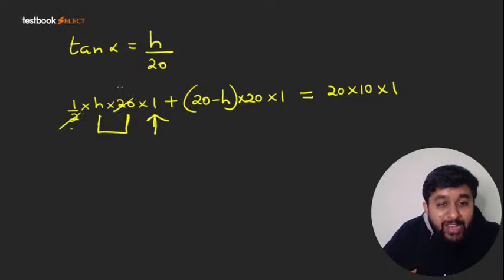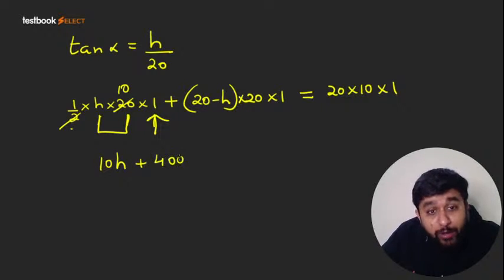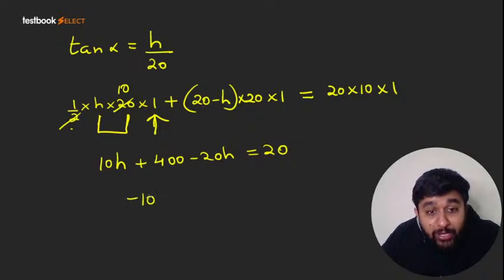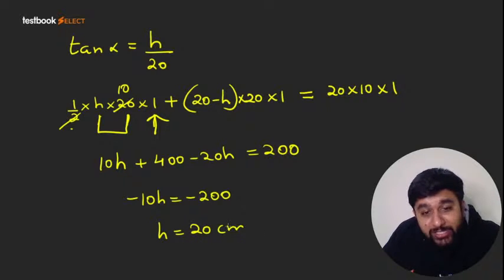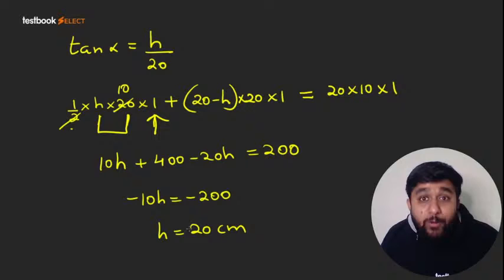Now this will cancel out, this will become 10. So how much you will have? You will have 10H plus 400 minus 20H, and this will be equal to 20. Now you will have minus 10H is equal to minus 200. So H value is equal to 20 centimeter. So when the water is just about to spill out, the H value is equal to 20 centimeter.